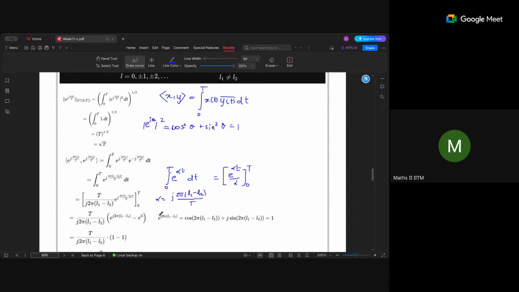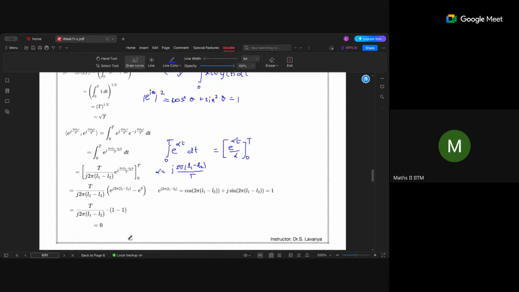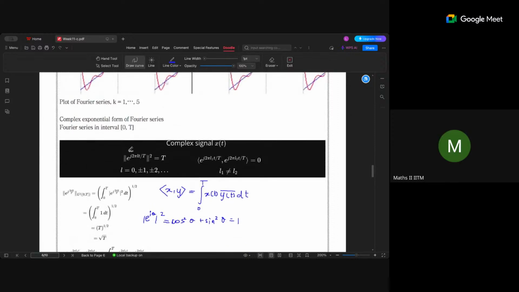So you see that you can apply this formula here, and you can see that the first term is 1 and the second term is 0. So you get e power j 2 pi (L1 minus L2), which is just 1. So this is 1 and this is 1, so 1 minus 1 is 0. Okay, so what is it that we see? The norm of these vectors are all square root of T, and their inner product is 0. So again we are having an orthogonal set when L1 is not equal to L2, which means they are orthogonal.